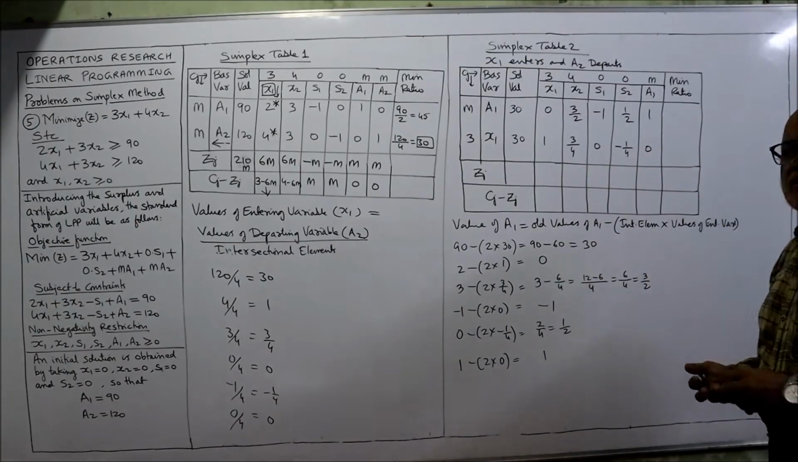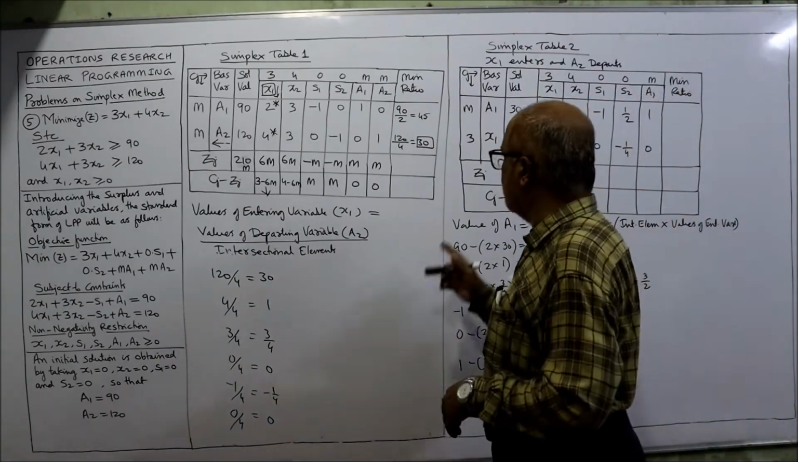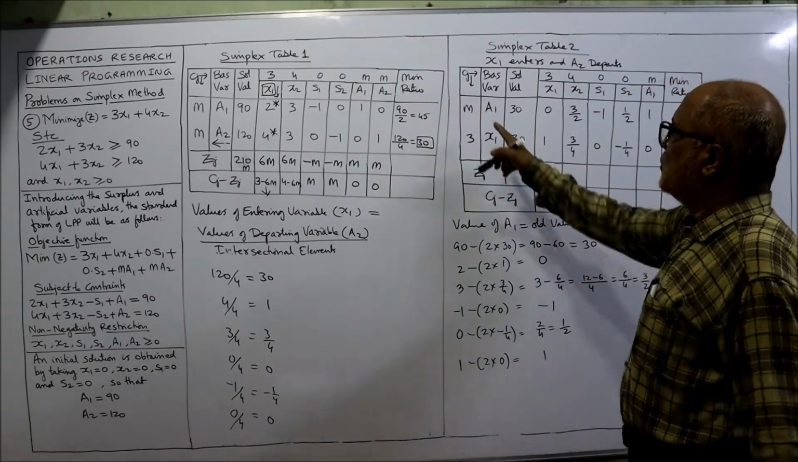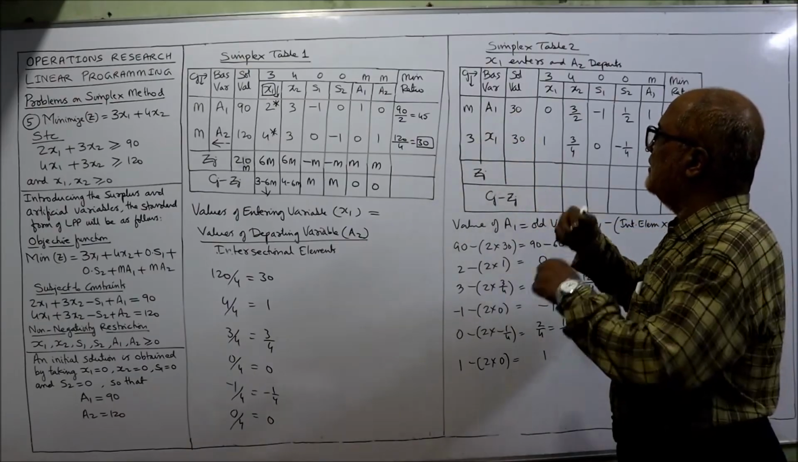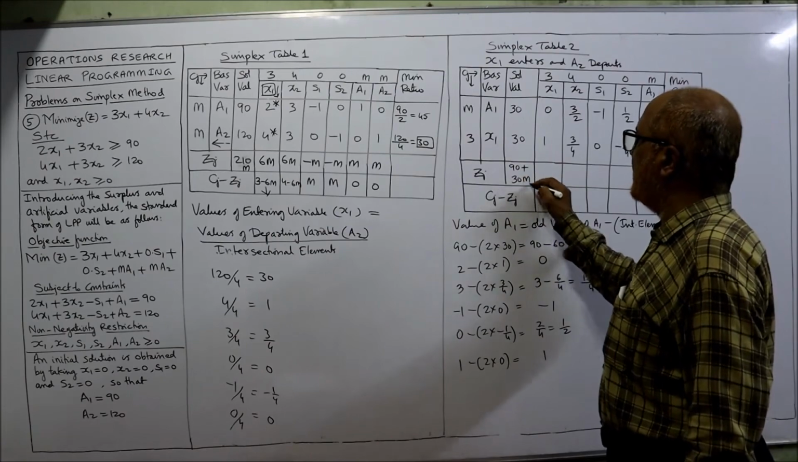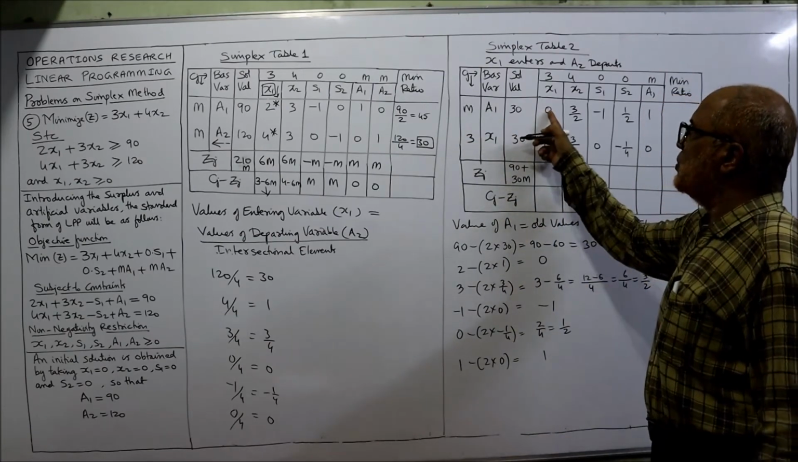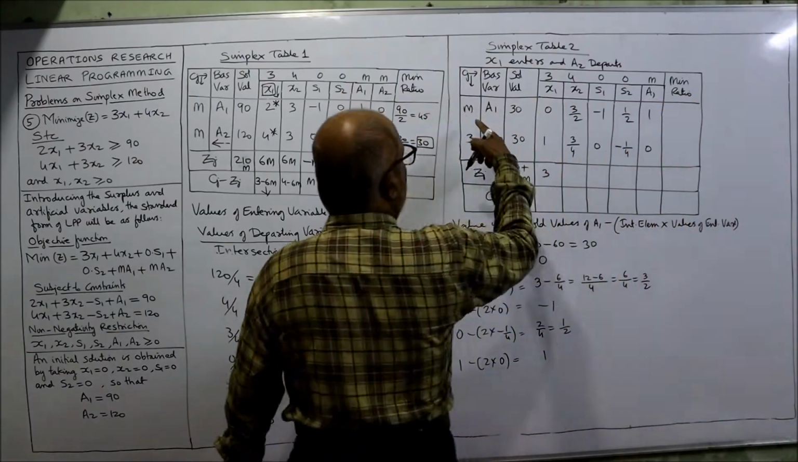After calculating these values, now we have to find out the ZJ value. So m into 30 is 30m, 3 into 30 is 90, so 90 plus 30m. This is the value of ZJ. M into 0 is 0, 3 into 1 is 3. Now here you have to be careful regarding calculation.